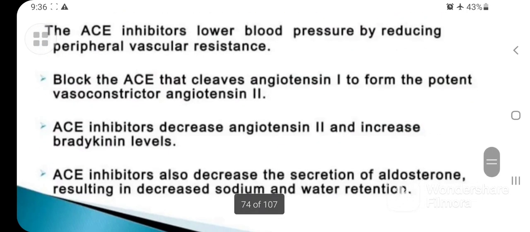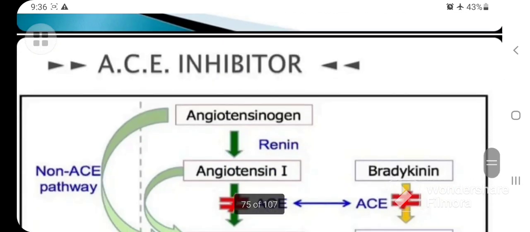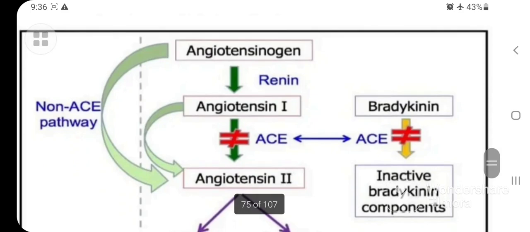Then ACE inhibitors decrease angiotensin 2 and increase bradykinin levels, which means a decrease in the heart rate; pulse rate decreases. ACE inhibitors also decrease the secretion of aldosterone, resulting in decreased sodium and water retention. Clear? Yes. See the simple mechanism of this one.